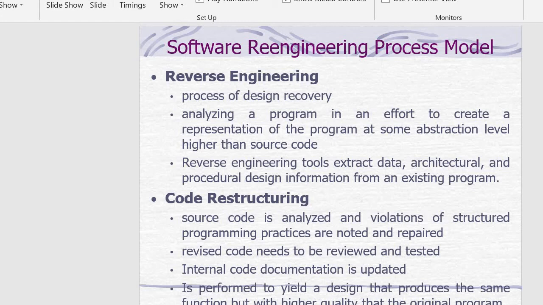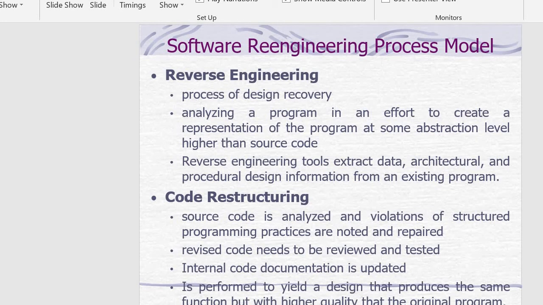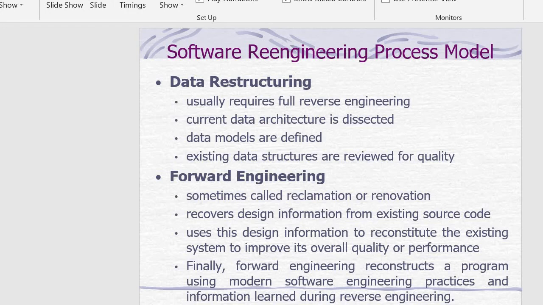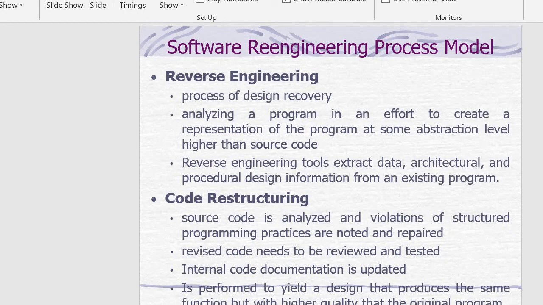After this, you go for the code restructuring. As its name indicates, here the source code is analyzed, and violations of structured programming practices are noted and repaired. Revised code needs to be reviewed and tested. Internal code documentation is updated. Code restructuring is basically performed to yield a design that produces the same function but with higher quality than the original program.